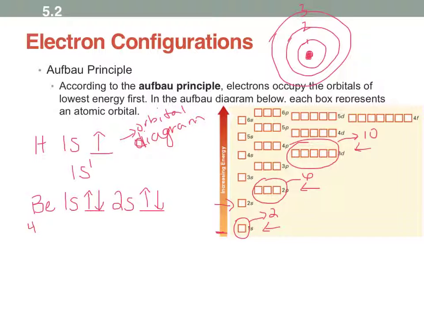Then the electron configuration, which can also be called short form, for beryllium would be 1s2, 2s2. So that's an explanation of what's going on with the Aufbau principle. We're going to move on to the next rule, and it's going to explain why I'm doing the arrows like I'm doing.